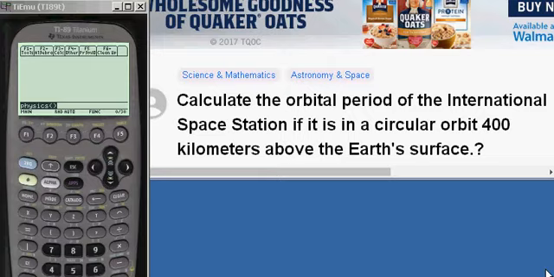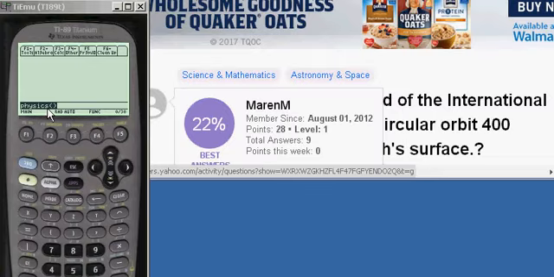The physics problem, as you can see, regards the International Space Station: how much time, or the period, it takes to go around the Earth. Let's do it.